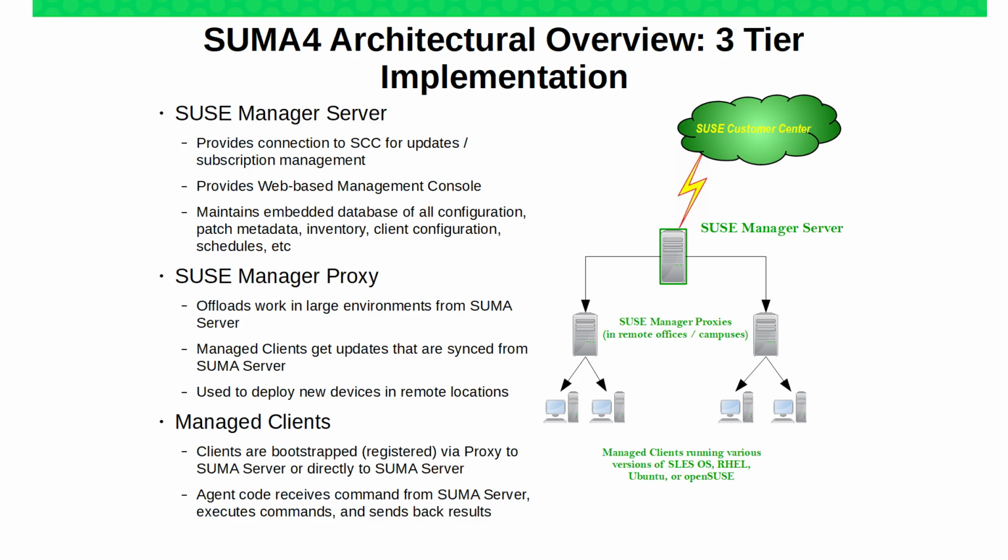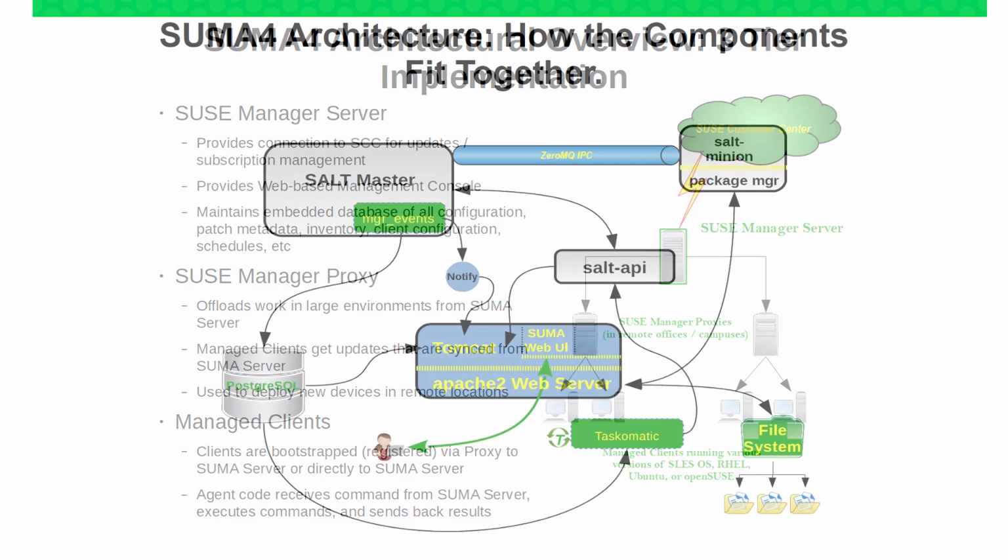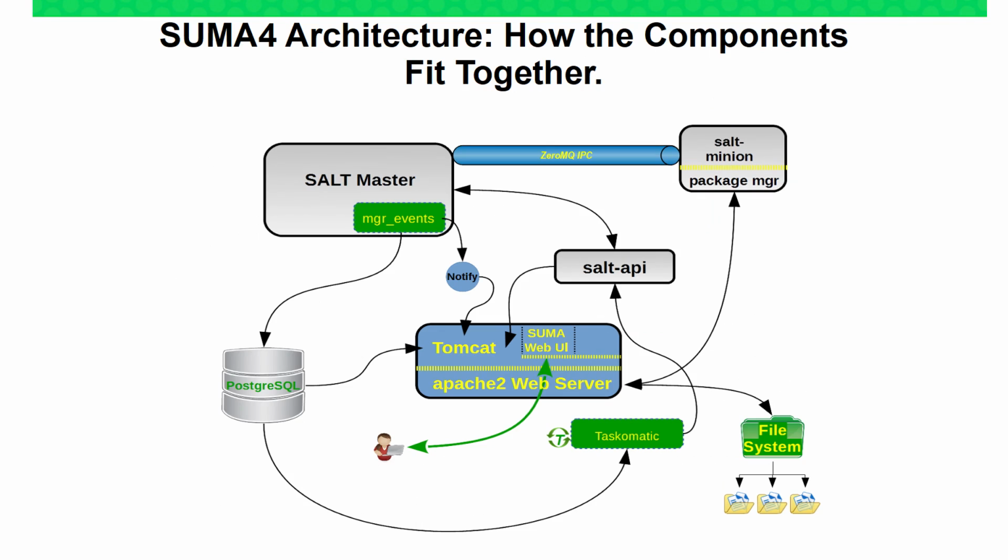The SALT master running on the SUMA server will send commands to be executed by the SALT minion code running on the managed clients. The SALT minion will return the results back to the SALT master. The diagram on this slide shows the high-level components running on the SUMA server and the managed client and how those components interrelate. Everything on this graphic, except the SALT minion and package manager code, is running on the SUMA server. In the next 4 slides, I'll define each component and its purpose that you see on this graphic.